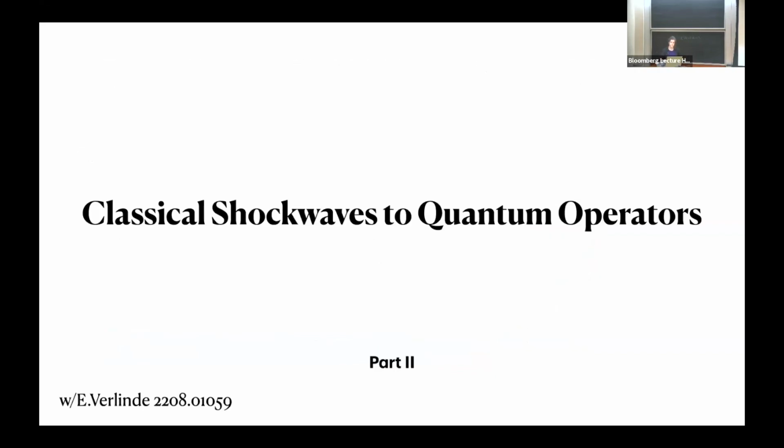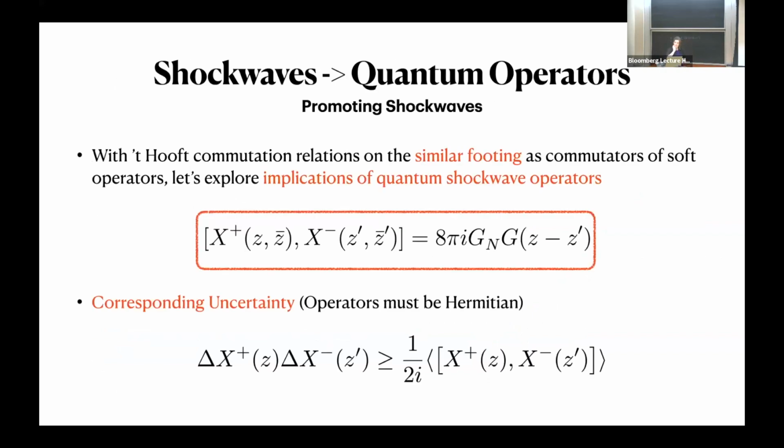Skip this slide. And that was the content of this paper that appeared about a year ago, actually working backwards in time. So with the 't Hooft commutation relations on a similar footing as the soft commutators, let's look at the implications of this relation. If these operators are Hermitian operators, there's a Robertson uncertainty relation that relates the uncertainty in these operators to the commutators.